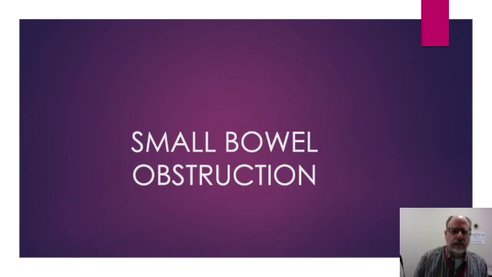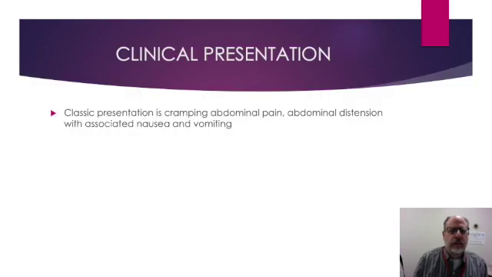I'd now like to talk to you about a common pathology that frequently presents to the emergency room, that of small bowel obstruction. The classic presentation of small bowel obstruction is cramping abdominal pain. Patients often report a sensation of abdominal distension, and there's usually associated nausea and vomiting.